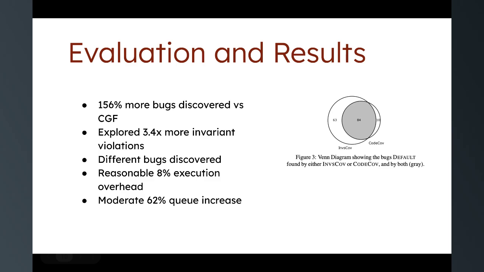What's also interesting here is that many of these bugs were not the same ones found by the traditional coverage-guided fuzzer, as we can see here in Figure 3. The paper shows that invariant-guided fuzzing discovers different vulnerabilities, meaning that it explores regions of the program that coverage alone does not prioritize.